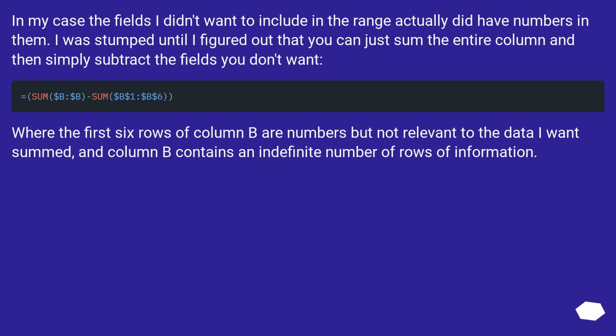In my case, the fields I didn't want to include in the range actually did have numbers in them. I was stumped until I figured out that you can just sum the entire column and then simply subtract the fields you don't want. Where the first 6 rows of column A are numbers but not relevant to the data I want summed, and column B contains an indefinite number of rows of information.